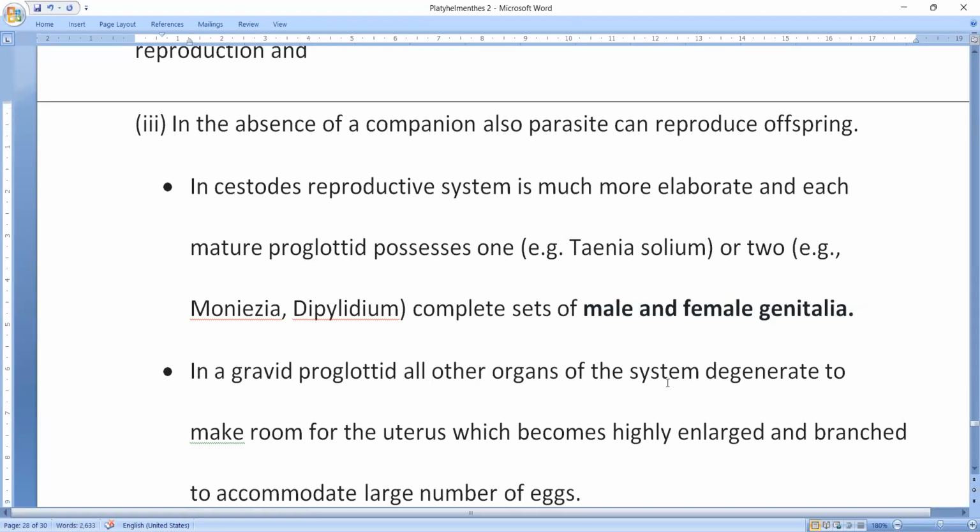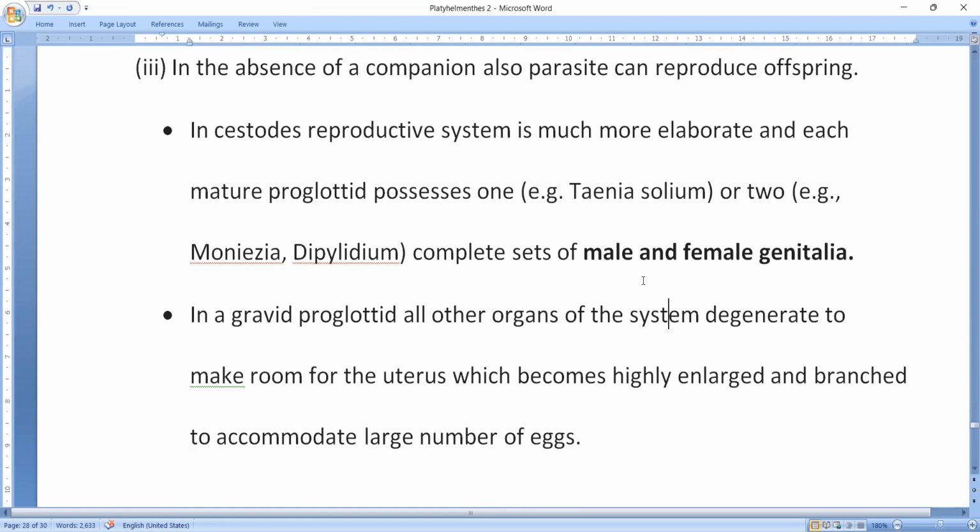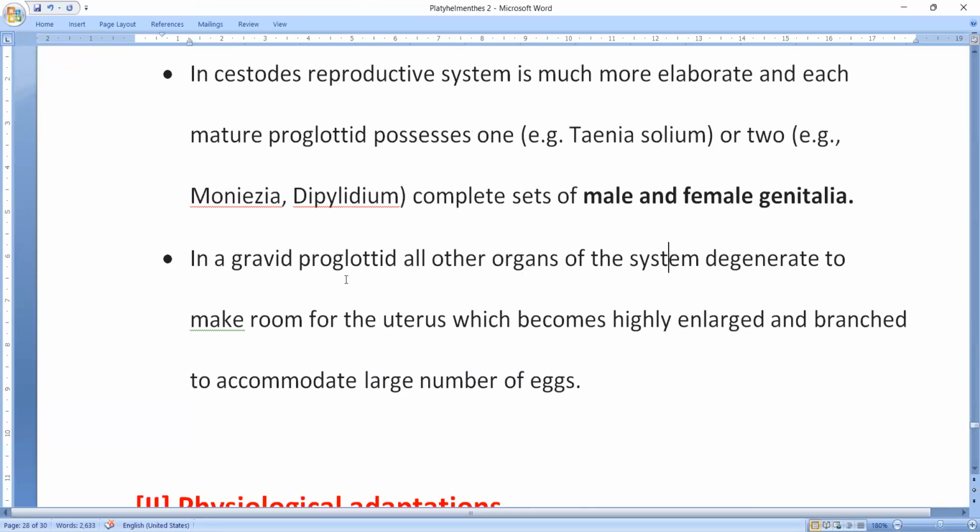So they contain male and female reproductive systems in a single segment. Every segment contains both reproductive systems and respective genitalia. In a gravid proglottid, all other organs of the system are degenerate. Another interesting thing: the gravid proglottid contains only the uterus for the development of the embryo. That is, there is no other system. So that is also an adaptation.